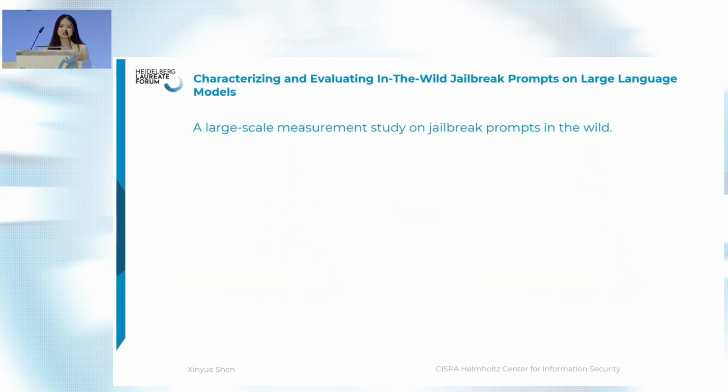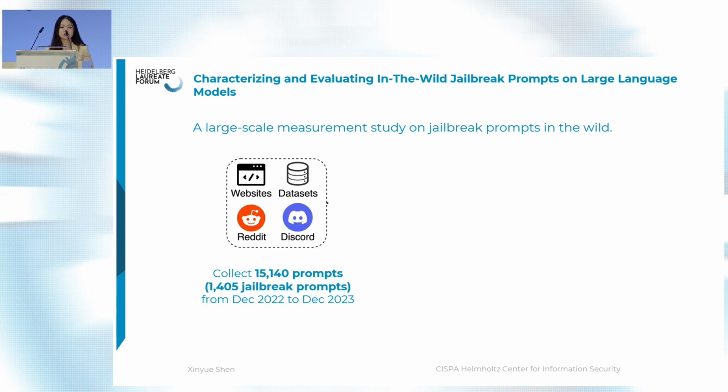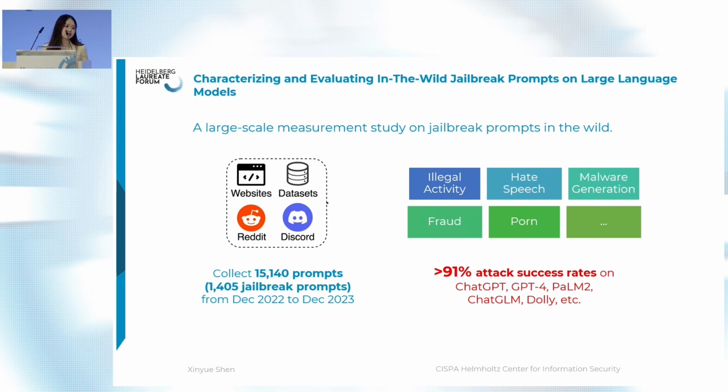What we did is actually a large-scale measurement study on jailbreak prompts in the wild, which means jailbreak prompts created by real users and shared on social networks. Basically, we collected 15,000 prompts and identified more than a thousand jailbreak prompts. And we did a lot of interesting analysis to depict the whole landscape of jailbreak attacks. But the most important takeaway is that these jailbreak attacks can actually achieve a 91% attack success rate on ChatGPT, GPT-4, and a lot of other language models. And they can answer questions related to illegal activity, hate speech, malware generation. So basically speaking, with jailbreak attacks, you can ask the model to do anything for you. Thanks.